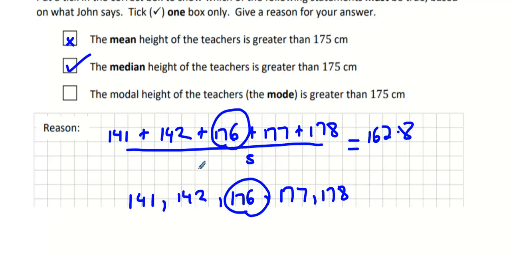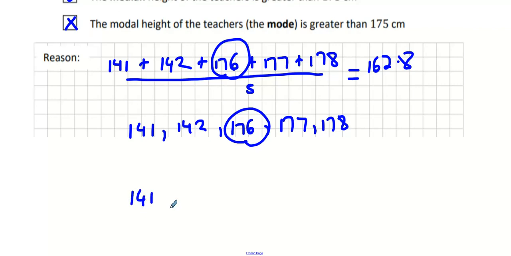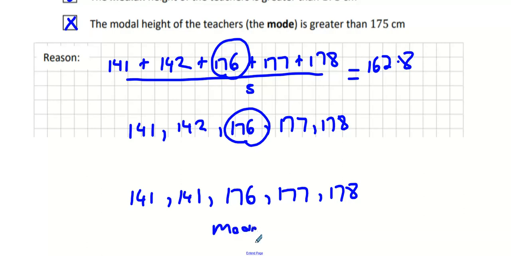Now the next one, the modal height of teachers is greater than 175. Now that's not true, that's false, because I could set up the following data: 141, 141. See the way two of them are on 141? That means the mode would be 141. So that makes the last one not true.